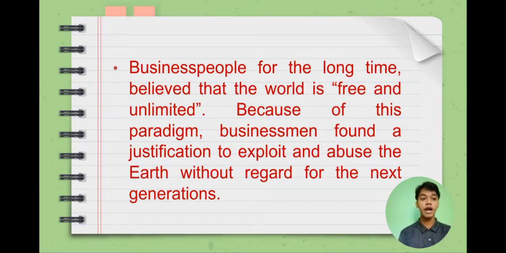Now, here are the traditional beliefs of businessmen vis-a-vis the environment, in W. Shaw 1999, Business Ethics, Boston, USA, Wadsworth Publishing Incorporated, page 397. So, first is that business people for a long time believed that the world is free and unlimited. Because of this paradigm, businessmen found a justification to exploit and abuse the earth without regard for the next generations.